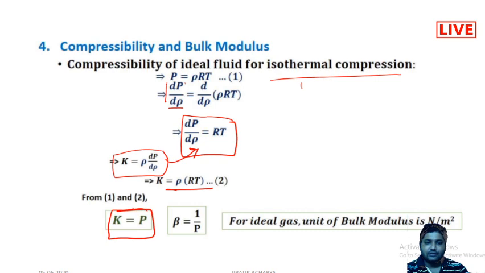K is coming out to be, means for isothermal process or isothermal compression, the bulk modulus is coming out to be pressure only. Okay, it is the magnitude of the pressure. What is the compressibility? It is the reciprocal of the pressure.